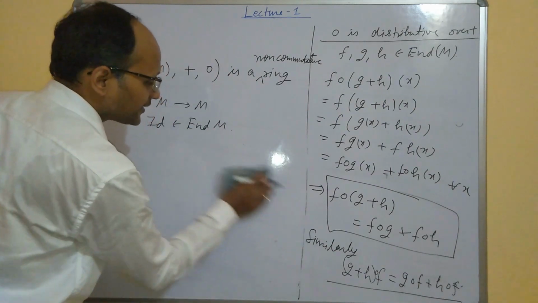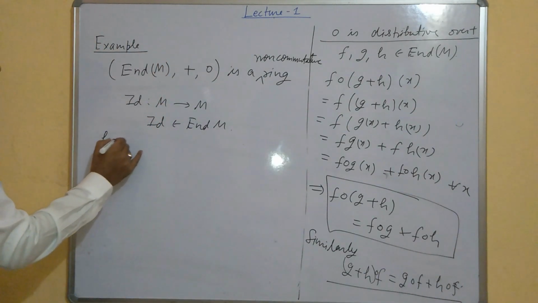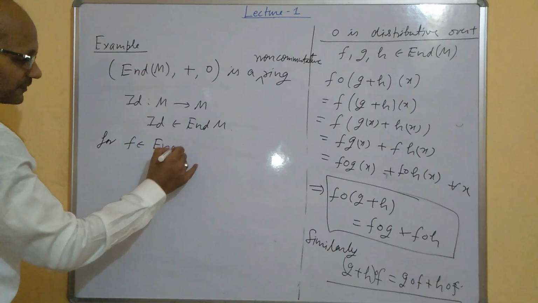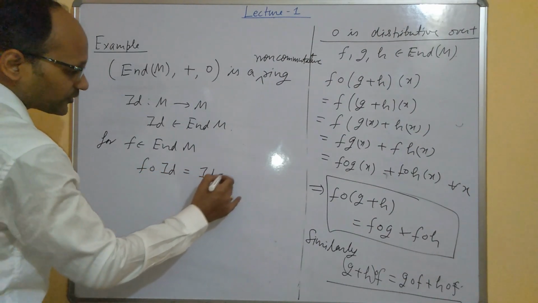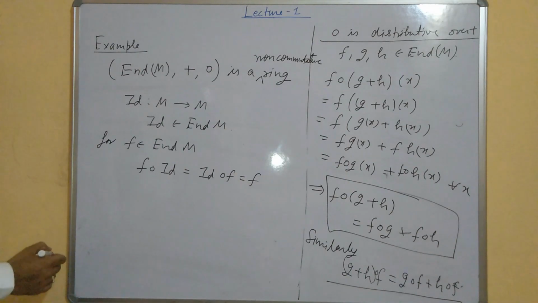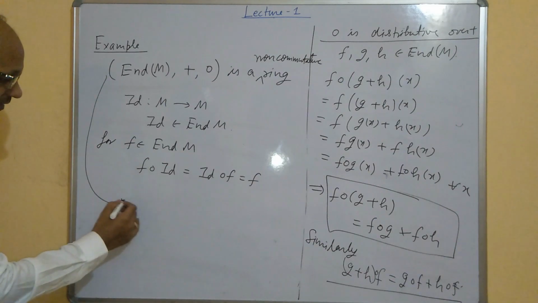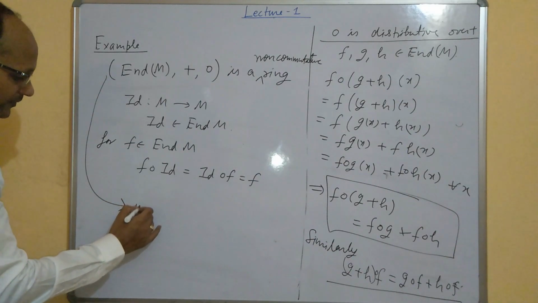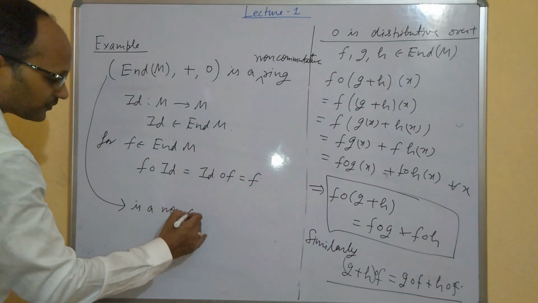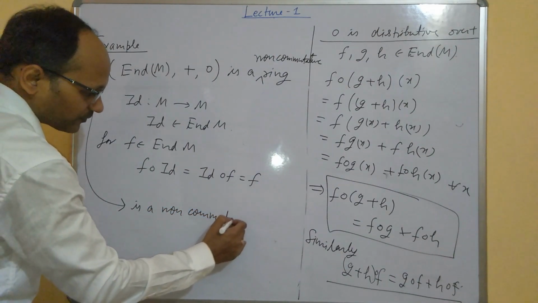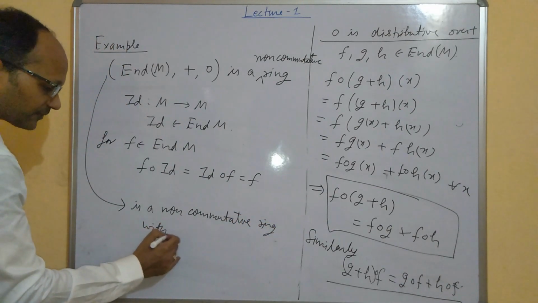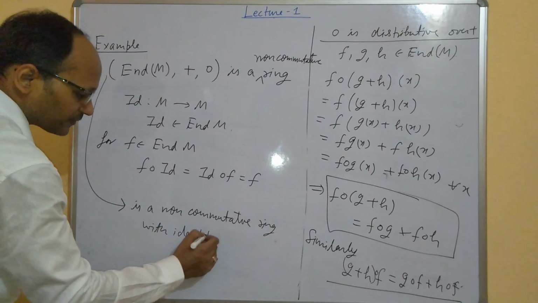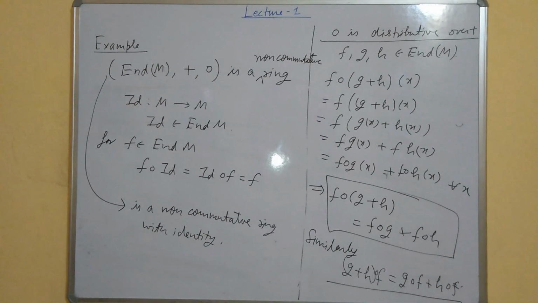When you compose any map with the identity map, you will get the same map. So for f in End M, f composed with ID, and ID composed with f, will give you f. So it means this is a non-commutative ring and this ring has an identity. So this is a non-commutative ring with identity.